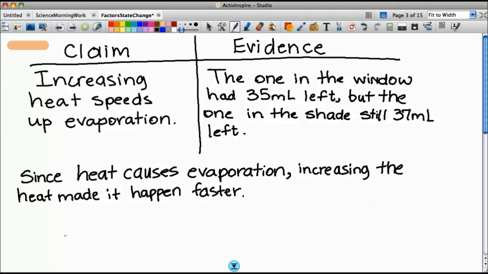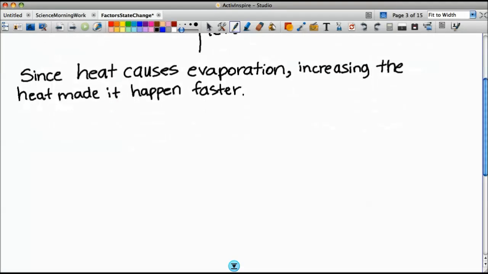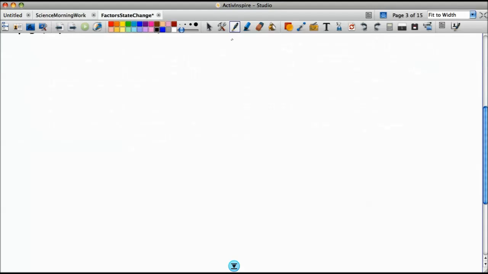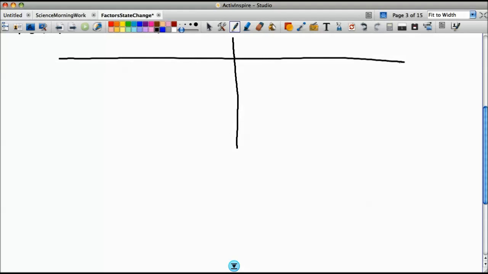Now, I'm going to scroll down a little bit. And underneath on the water versus alcohol one, make your short T-chart. And again, put claim on one side, evidence on the other. And then let's put our claim. We claim that alcohol evaporates faster than water. True? Yes. Okay, so let's just write that down.